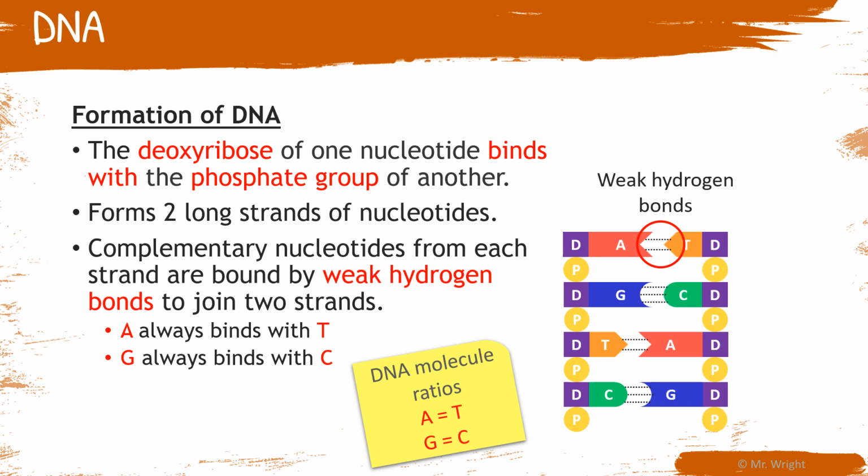But what is important to remember is that A always binds with T and G always binds with C. This also means that the number of adenines in a DNA molecule is always equal to the number of thymines, and the guanines are always equal to the number of cytosines.